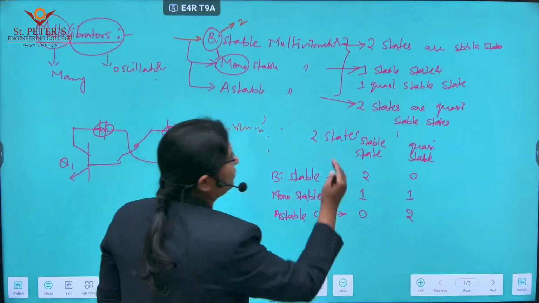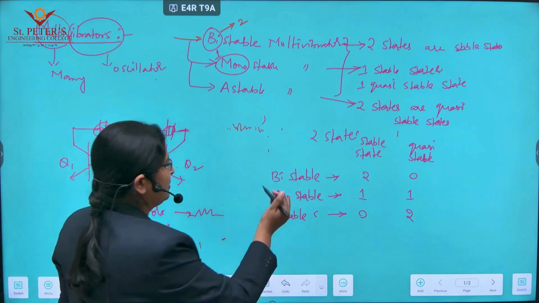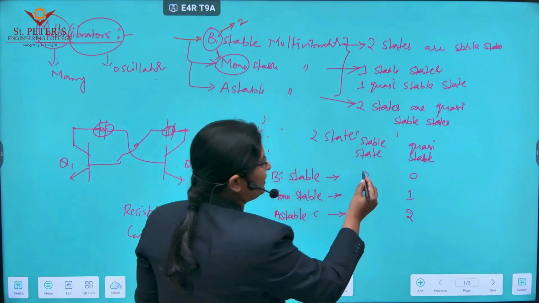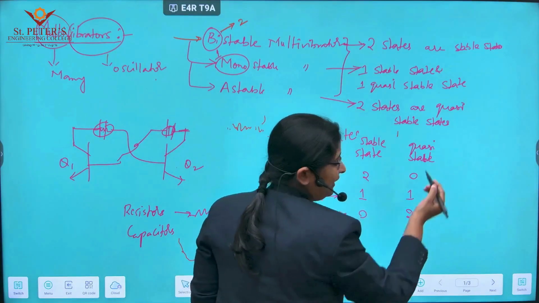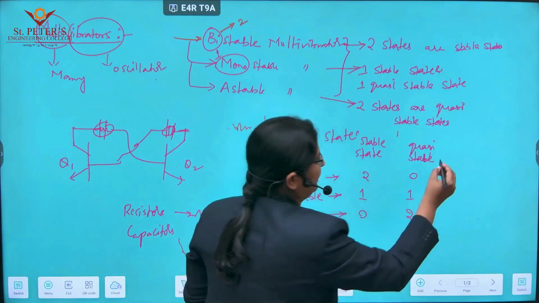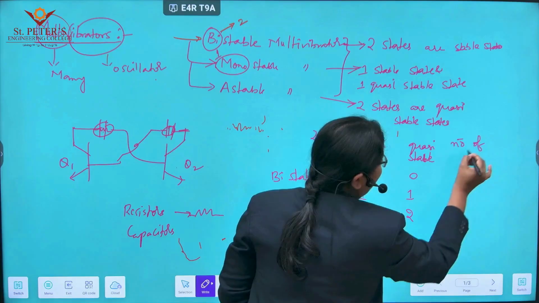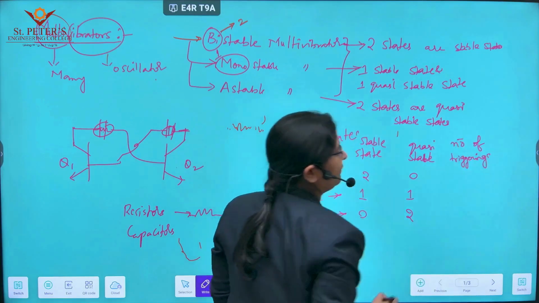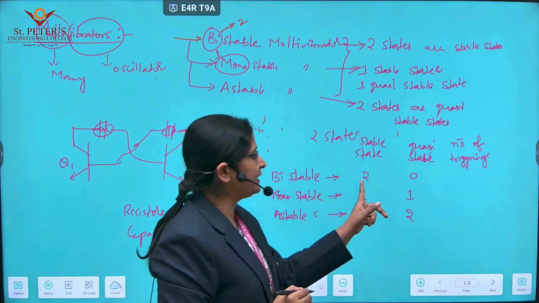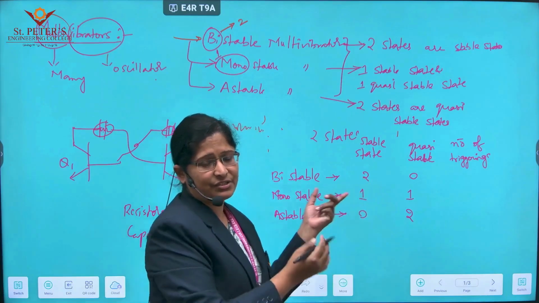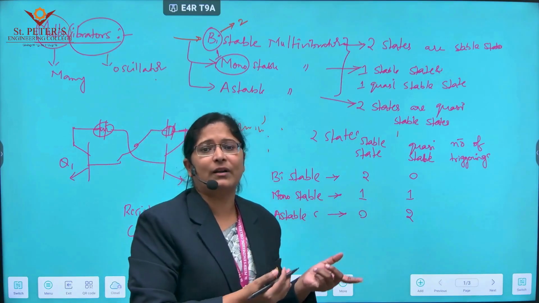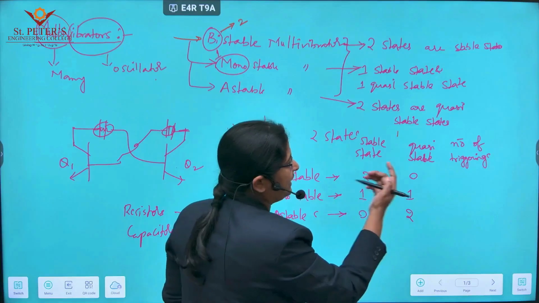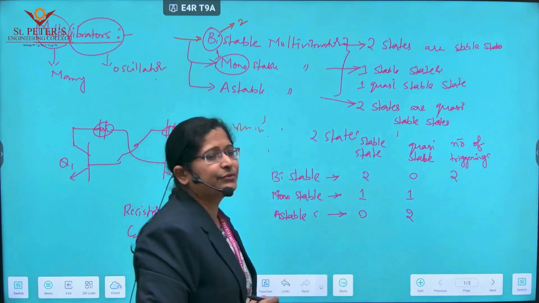So we'll come back to the classification of multivibrators. In a bistable multivibrator, we have two stable states, so both states are stable. Now we can define how many triggerings are required. In a bistable multivibrator, both states are stable, and as we just discussed, a stable state requires a triggering. Without a triggering, it will not come out of the state. So here I have two stable states, and I require two triggerings.